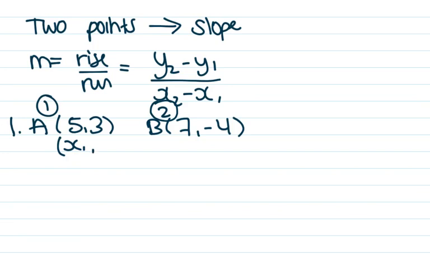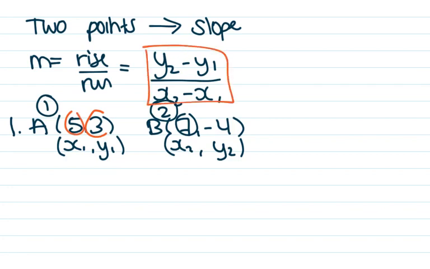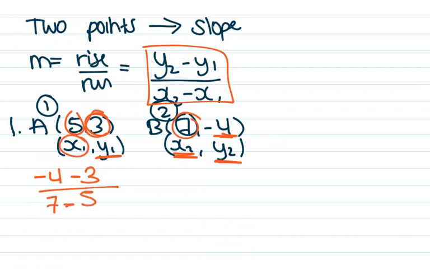This is going to be x1, the first x, and this is going to be y1 because it's the first y. This is going to be x2 because it's the second x, and this is going to be y2. Now I'm going to grab these numbers and plug them into this formula. So y2 is -4, minus y1, which is 3, divided by x2, which is 7, minus x1, which is 5.